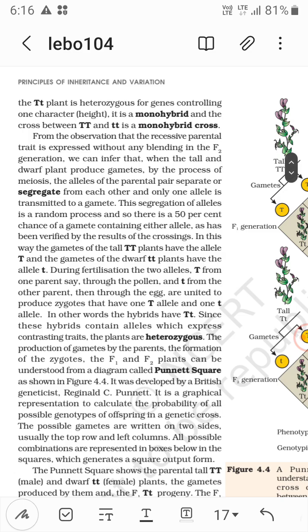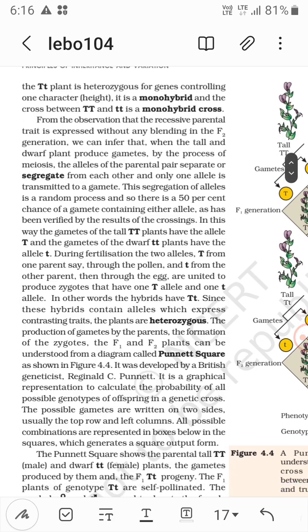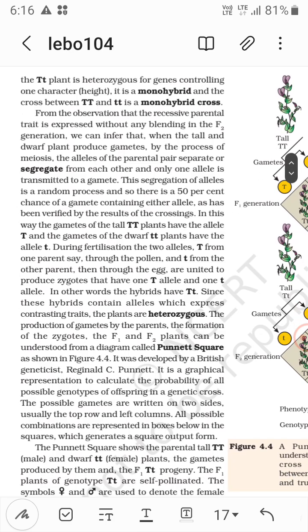So we can infer that when the tall and dwarf plants produce gametes by the process of meiosis, the alleles of a parental pair separate, or segregate, from each other, and only one allele is transmitted to a gamete. This segregation of alleles is a random process, and so there is a 50% chance of a gamete containing either allele, as has been verified by the results of the crossings.